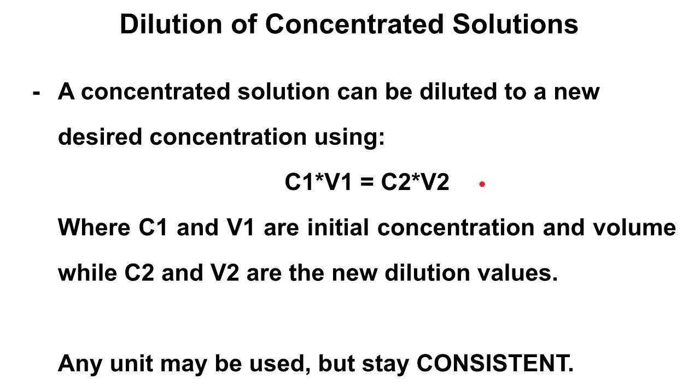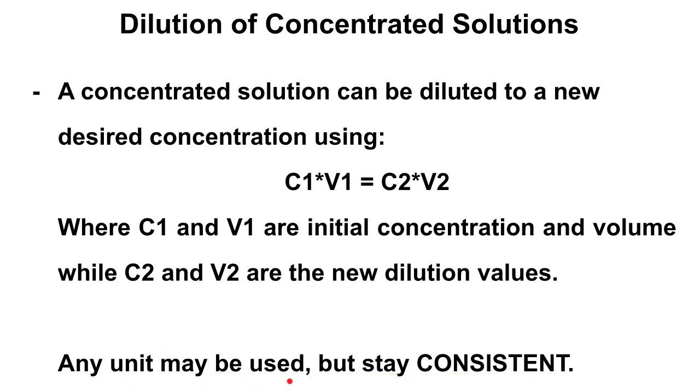So what do each of these represent? When you have C1 and V1, those are going to be the initial concentration and volume. And then when you have C2 and V2, those will be the new dilution values. And you could switch it around. It doesn't really matter mathematically, but that's in general what we would keep with.